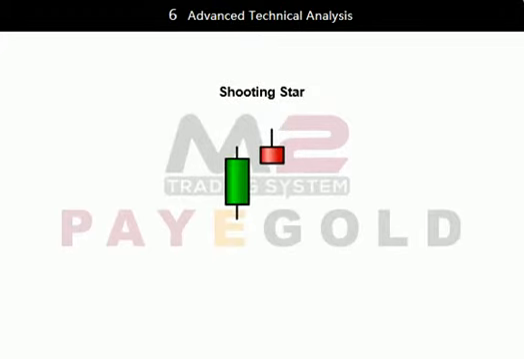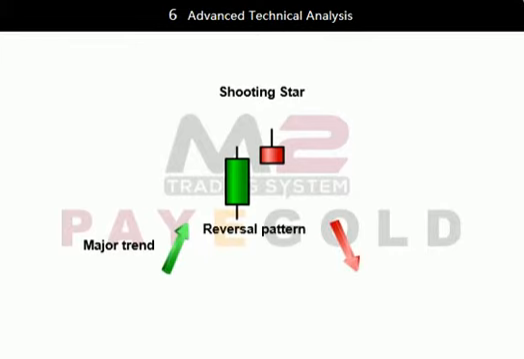Shooting star. This is a reversal pattern that takes place over 2 days and indicates a bearish outlook. On the first day, the candlestick is long and usually green, supporting the major trend. The following day, the price opens near or slightly higher than the first candlestick's closing price and closes slightly lower, with a slightly longer shadow than the candlestick itself.